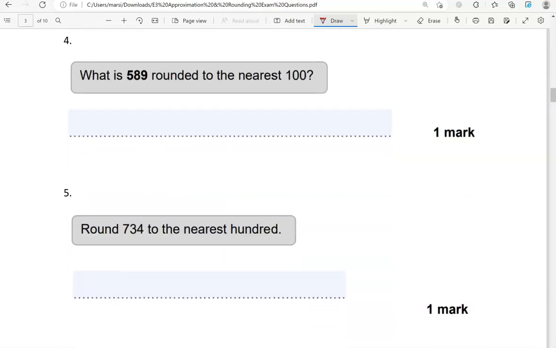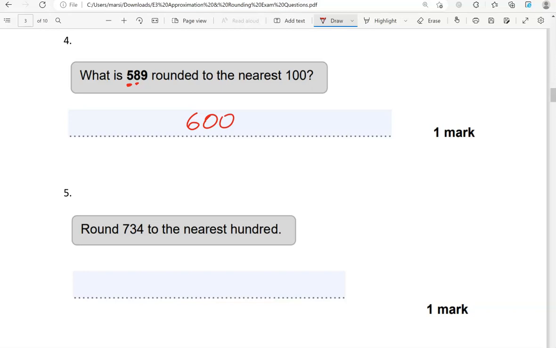What is 589 rounded to the nearest 100? So again, 589. So the 5 represents the hundreds. So to decide, we're going to look on the right that we've got 8, so it's above 5. That's why we're going to round up and go to 600.